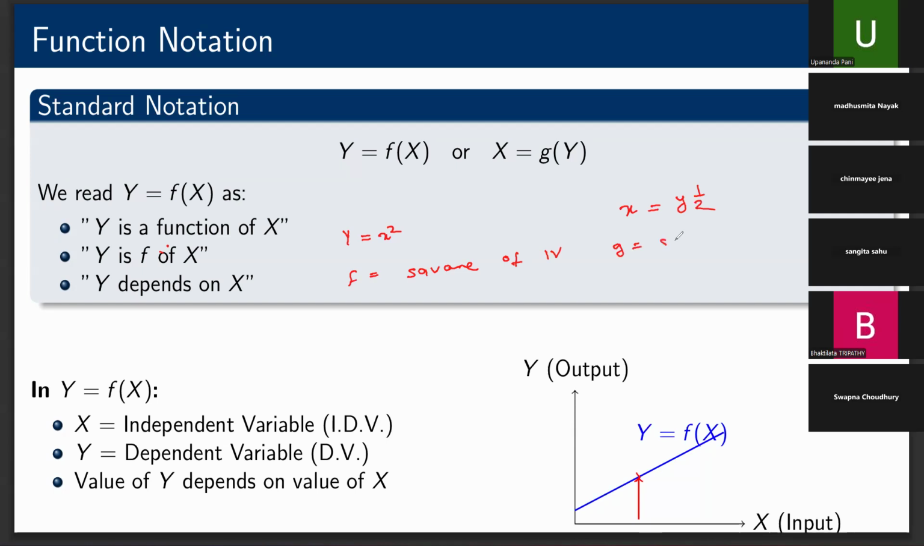Your g is square root. The rule binding y and x is square root. See, in the first case, the rule is squaring the independent variable. In the second case, the rule is to take the square root of the independent variable. The rule differs. That's why our functional notation also differs. In the first case, we say y is f of x. In the second case, we say x is g of y. Is it clear? Yes, ma'am.